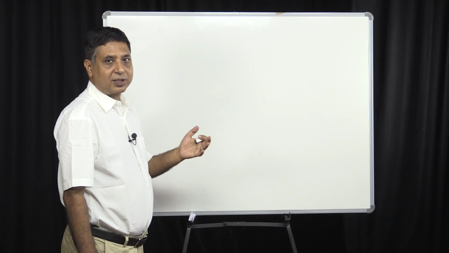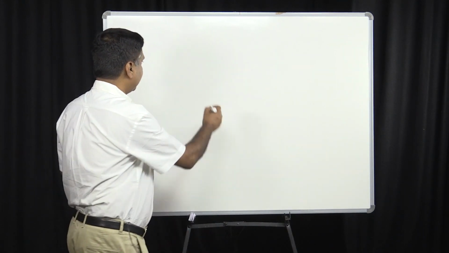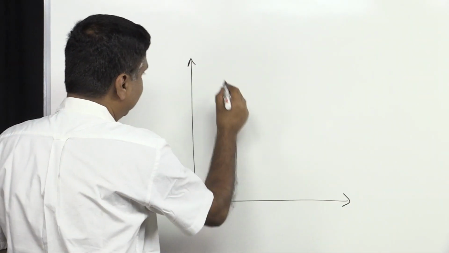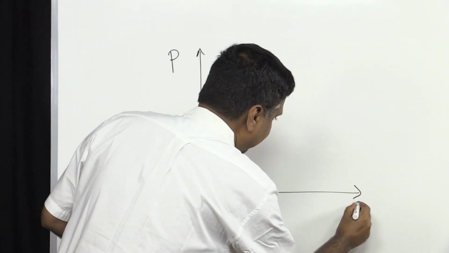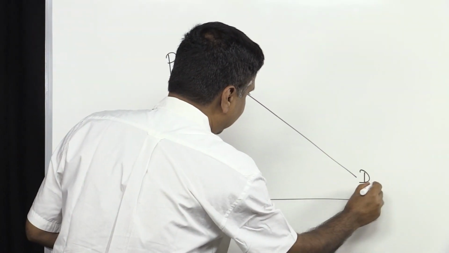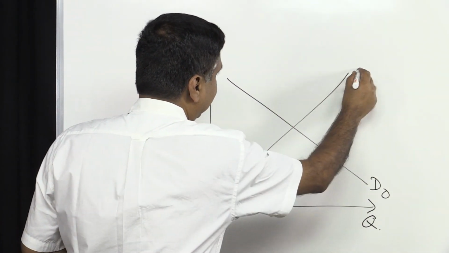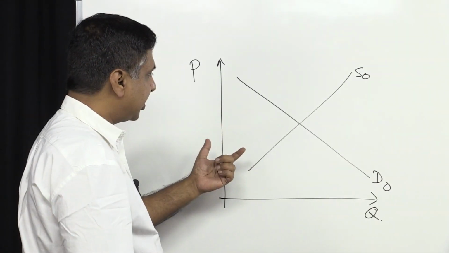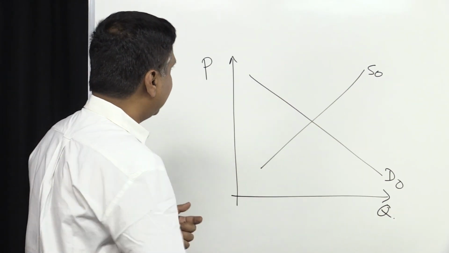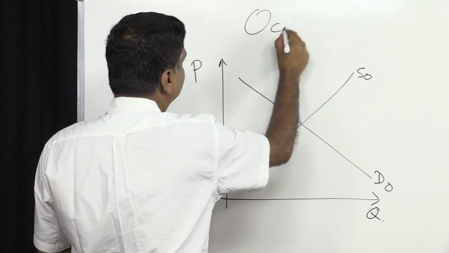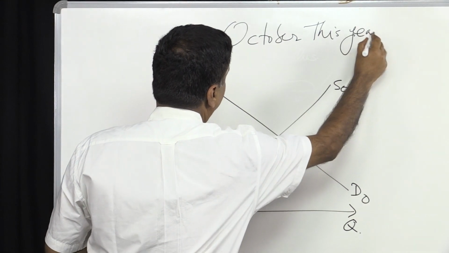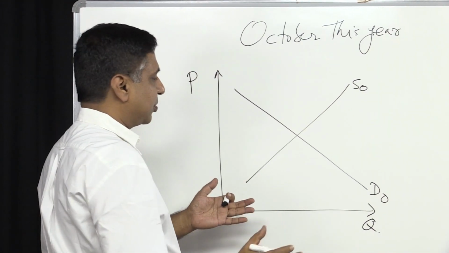Let us start with the demand and supply curve for a normal monsoon. So let me draw the two axes, price and quantity, price on the vertical axis, quantity on the horizontal axis. And let me draw the demand curve as D0, the supply curve as S0. We should mention also the time and the location. So let's suppose that the time is around October this year, so just after the monsoons.